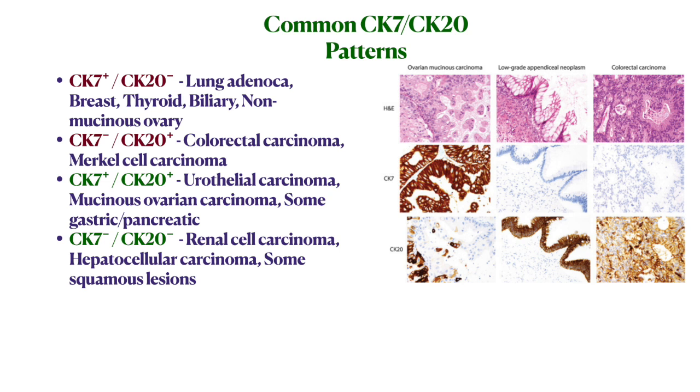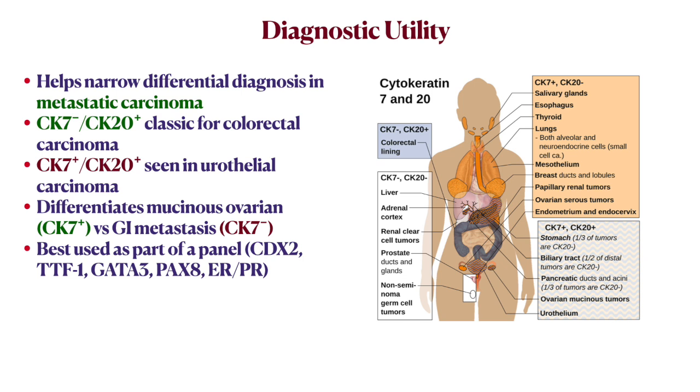So where do we use them? As we know, we use them to narrow down our differentials in a carcinoma of unknown primary or a metastatic carcinoma at the time of diagnosis. CK7 and CK20 can be used to differentiate the various cancers. However, they are not used alone. After your initial panel, you will have to use other markers such as CDX2, TTF1, GATA3, PAX8, ER and PR, which are more specific for those particular primaries.